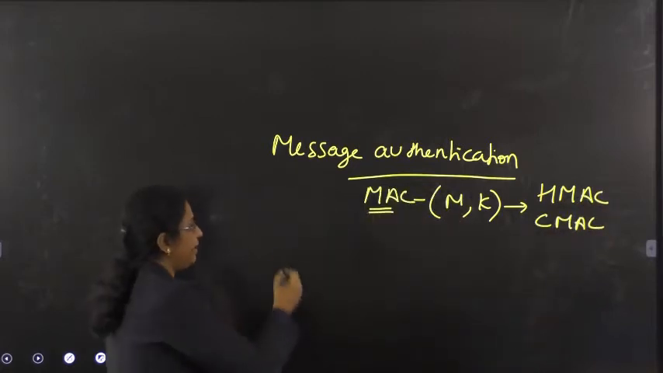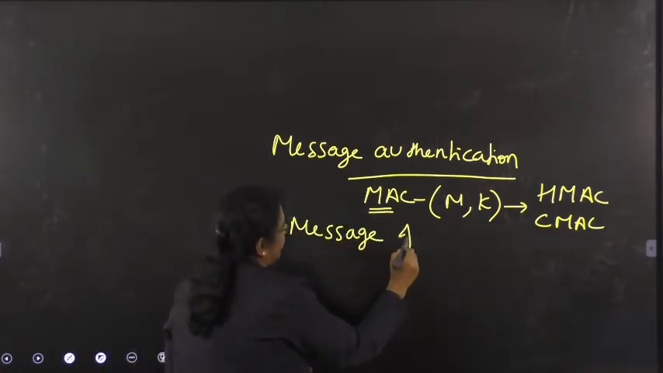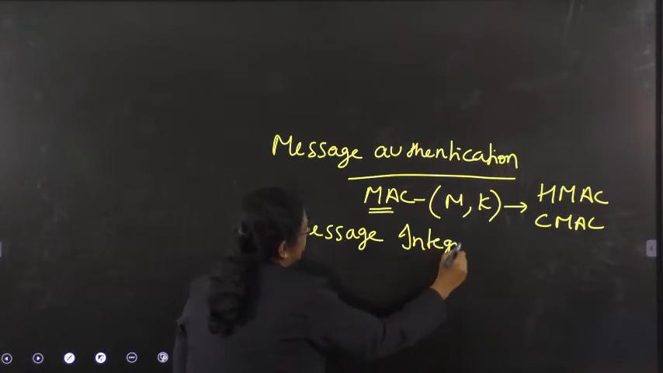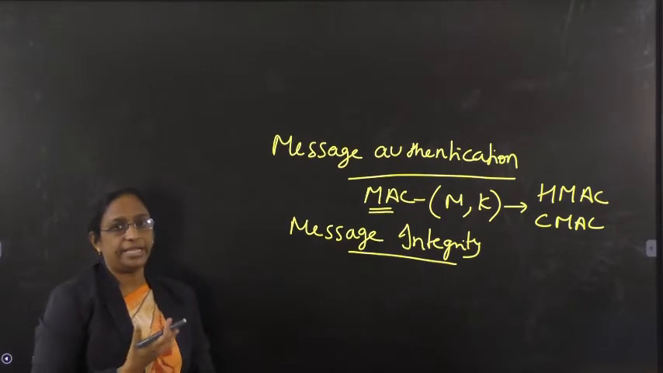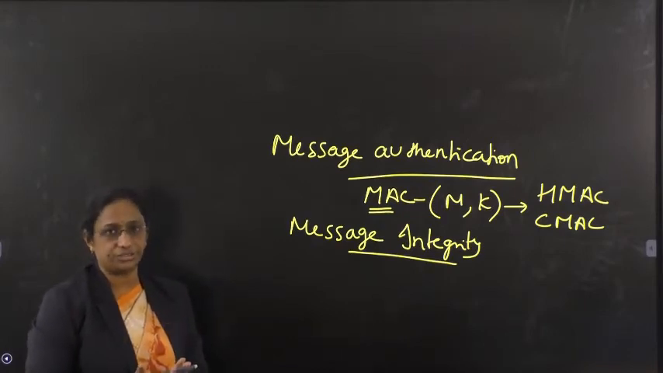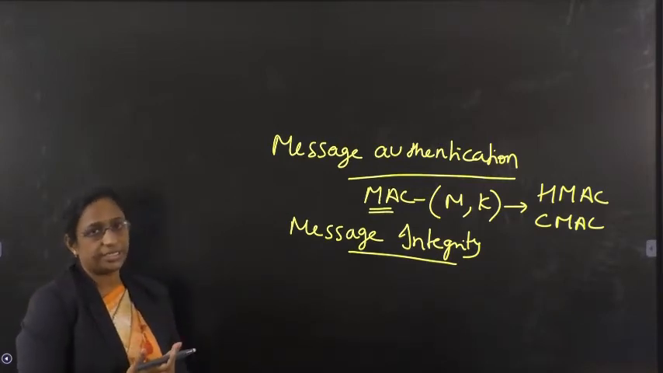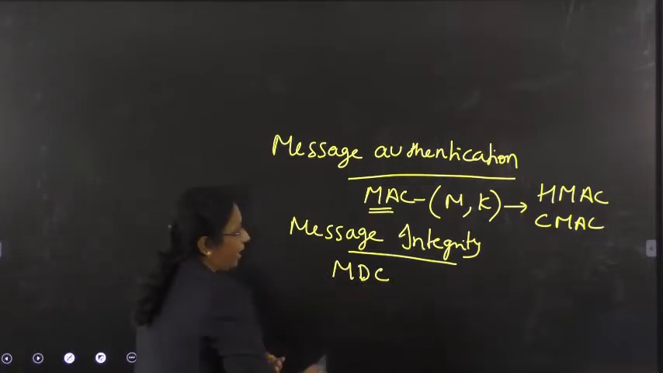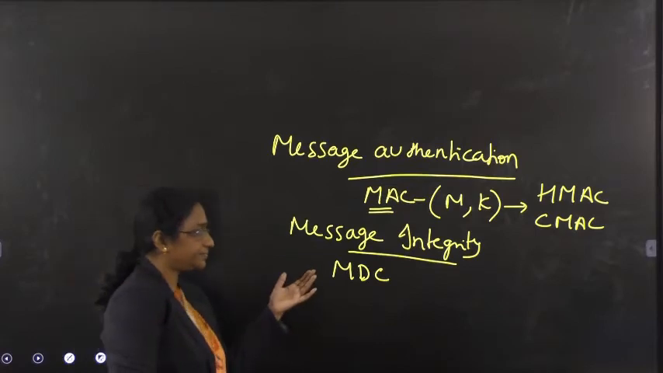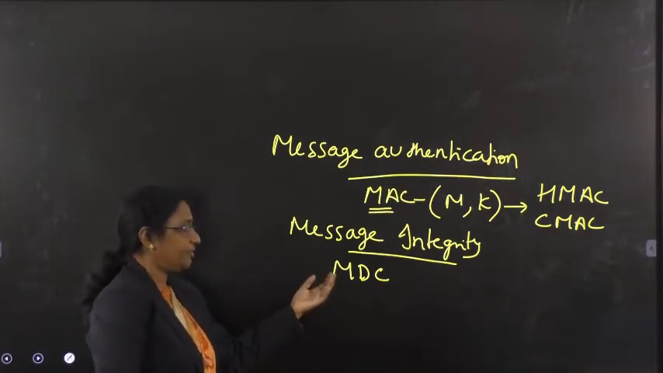Okay, and similarly we have seen message integrity. Message integrity means that whatever message the receiver has received, he has to receive without any modification, or we can say without any alteration by an unauthorized person. To achieve that message integrity, we will be generating a modification detection code.